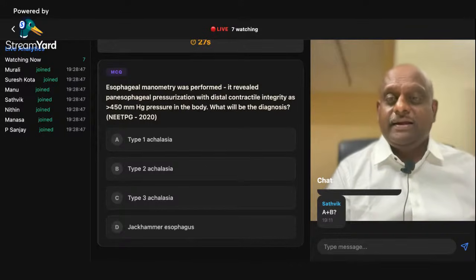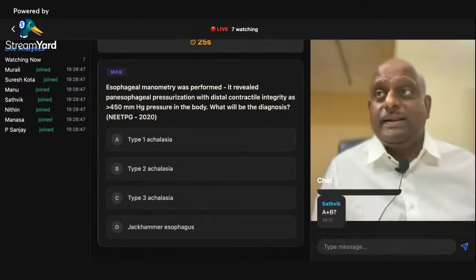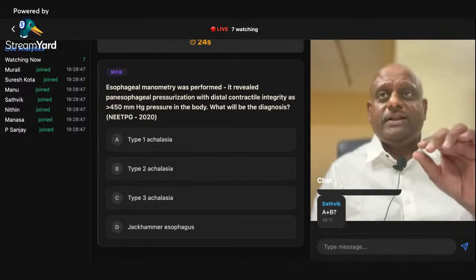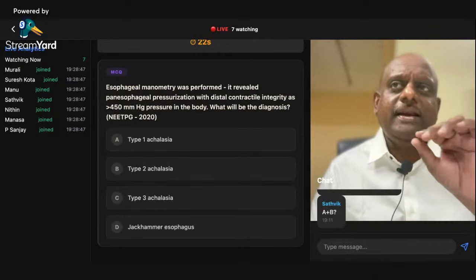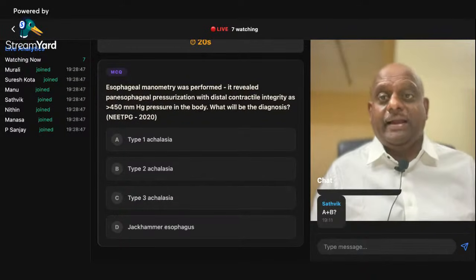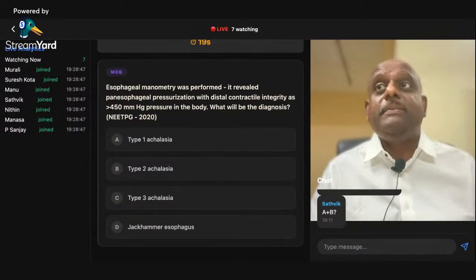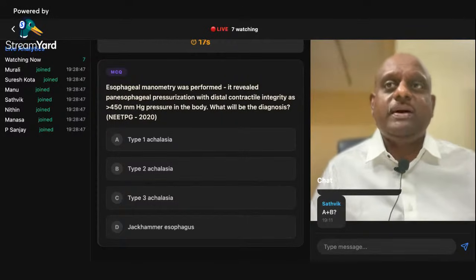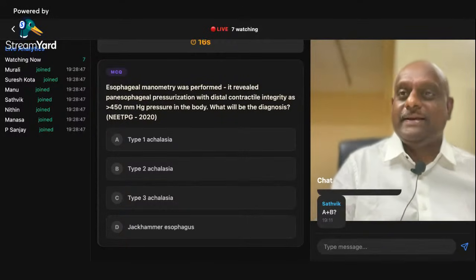Now, esophageal manometry was performed. It revealed paraesophageal pressurization with a distal contractile integrity more than 450 millimeters of mercury pressure in the body. What is your diagnosis, doctor?